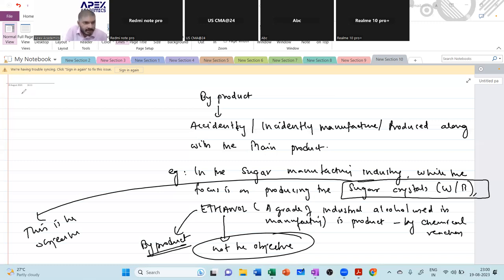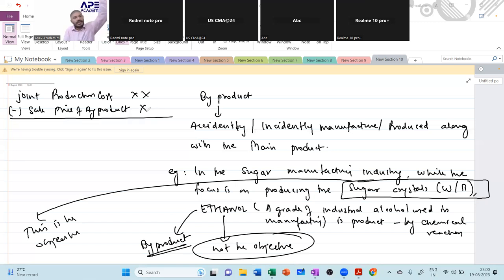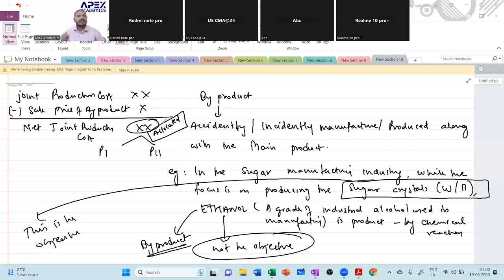So what happens? You have the joint production cost. From this, you will subtract the sale price of your byproduct. Why? Because you will sell the byproduct and get some money, which you are reducing against the joint production cost. You are left with the net joint production cost. What will you do with this? Allocate it to product 1 and to product 2. Are you with me on that?